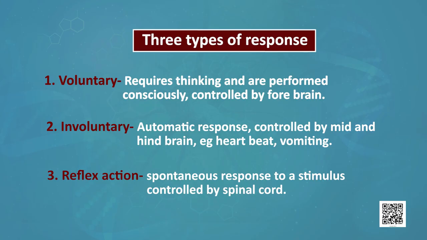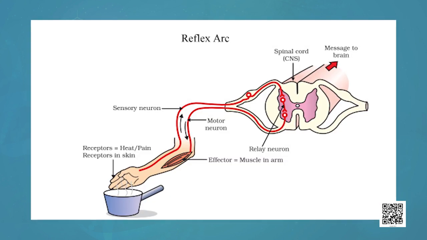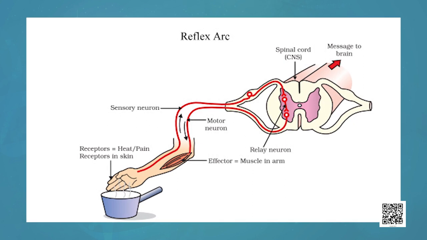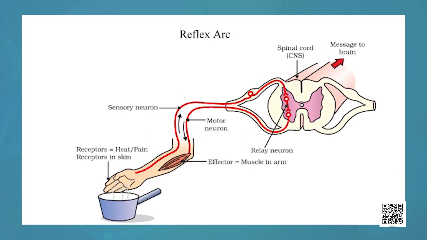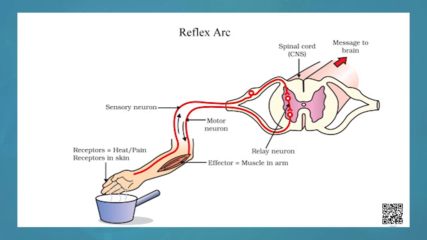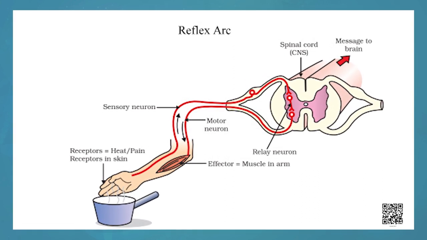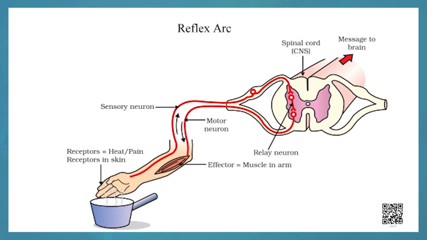The third one, and the most important, is the reflex action. This is a spontaneous response to a stimulus, which is controlled by the spinal cord. So, this reflex action is a quick, sudden and immediate response of the body to a stimulus. Example, knee jerk, withdrawal of hand on touching a hot object, which we discussed earlier. This reflex action works through a reflex arc. This is the pathway through which the nerve impulses pass during the reflex action.